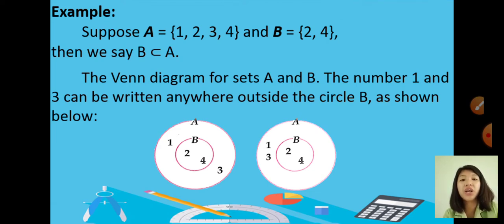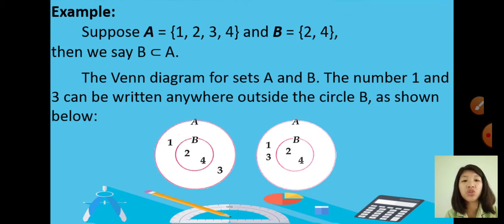So, may dalawa tayong halimbawa ng Venn diagram dun sa set A. So, dun sa first picture, kung mapapansin nyo, yung nakapaloob dun sa circle B ay 2 and 4. Bakit? Kasi yun yung element ng set B.